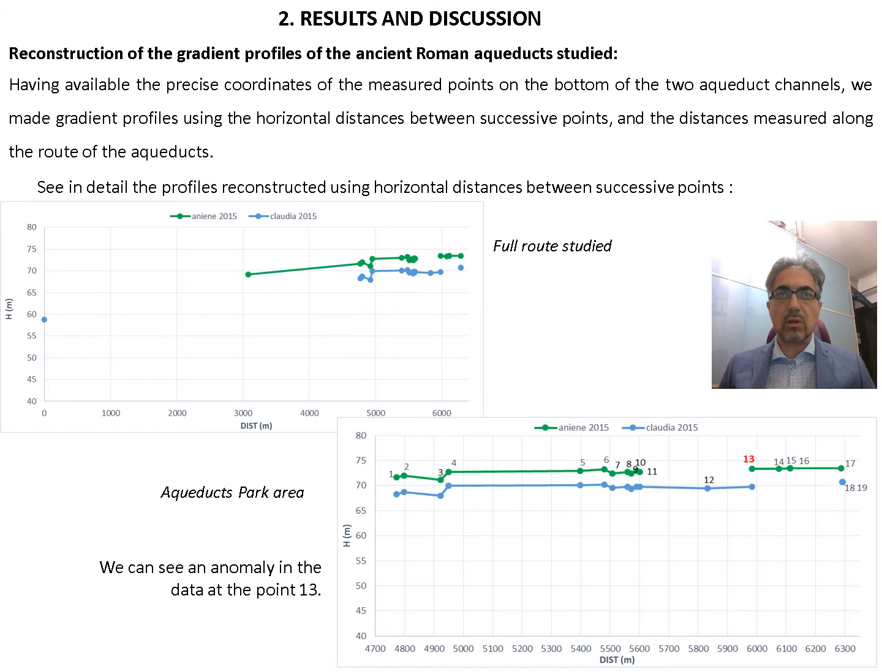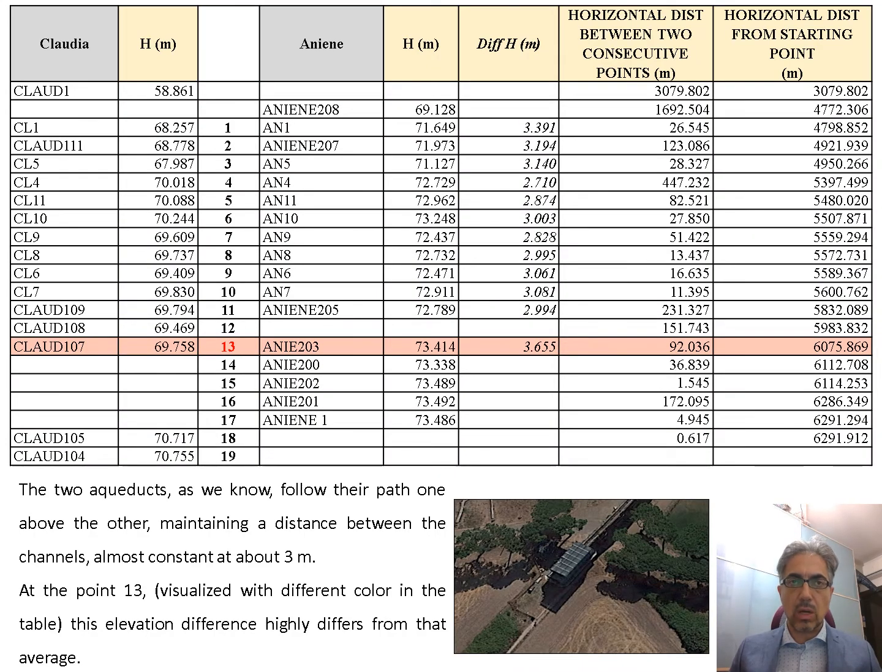With the accurate coordinates of the single points, it was possible to calculate the gradients, both in terms of geometric distance between the points, as well as in terms of distance along the aqueduct paths. As is well known, these two aqueducts flow one above the other at a more or less constant distance of about 3 meters, which is equivalent to 10 Roman feet. At point 13, however, which we have highlighted here in red, the difference is significantly greater, about 3.65 meters, equivalent to about 12 Roman feet. This cannot be due to subsequent modification, but was an intentional modification by the builders, who probably made it to slow down the flow in the upper aqueduct.